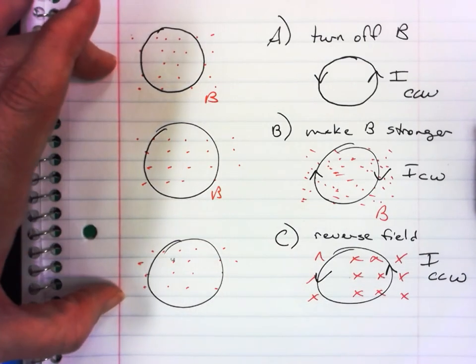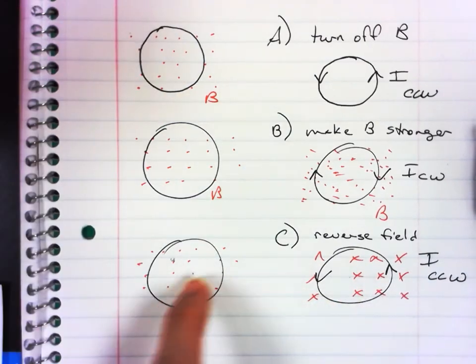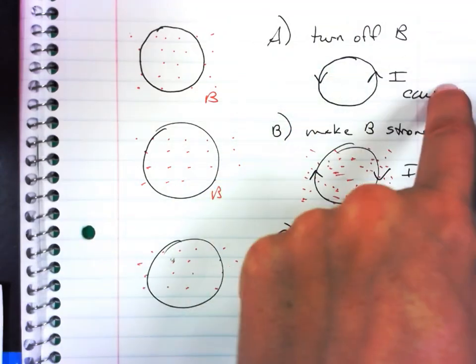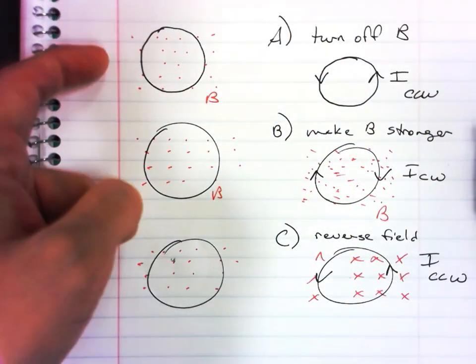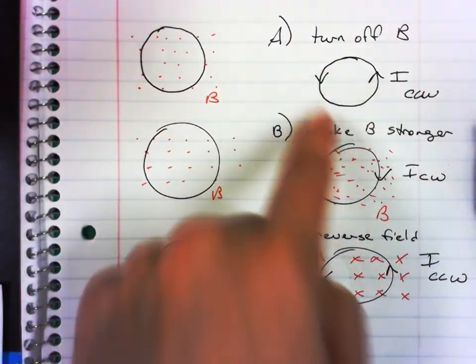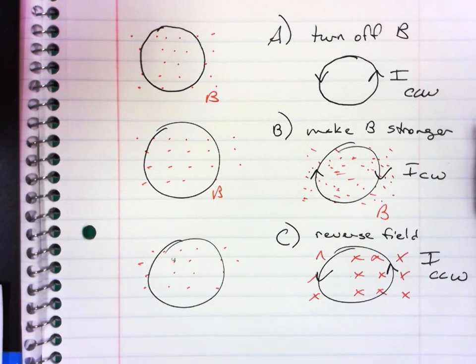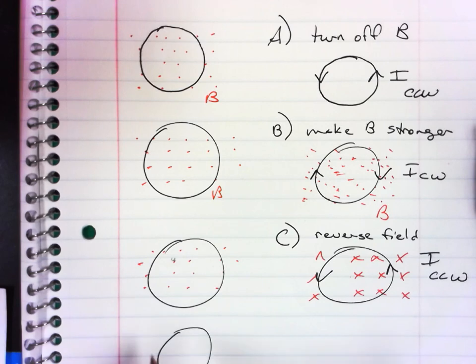Notice that's just like A, because to reverse the field, you first have to turn it off. So you turn it off and you keep going, and it says, no, I want that original thing. So it does same direction. Now in D, same way to start.